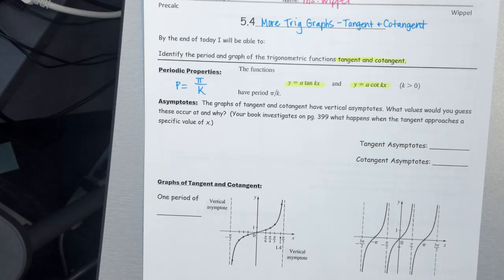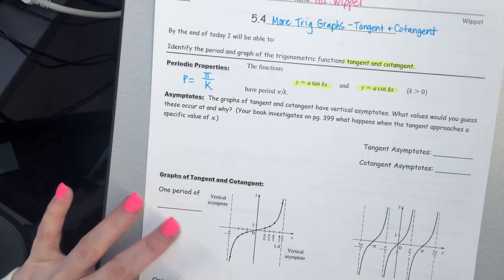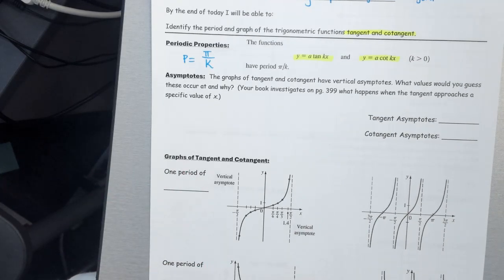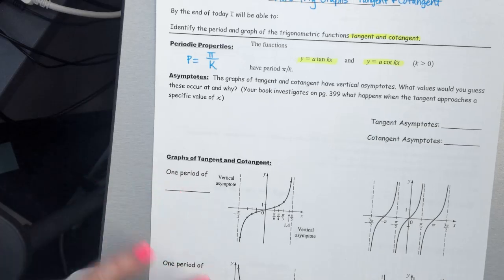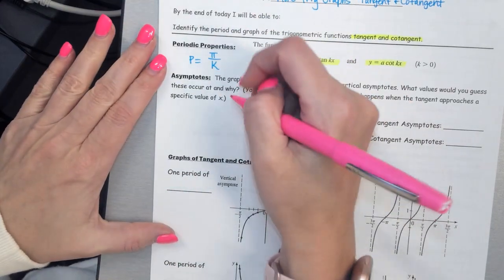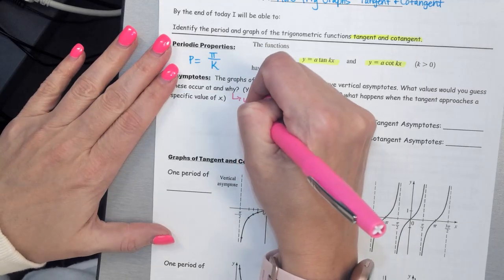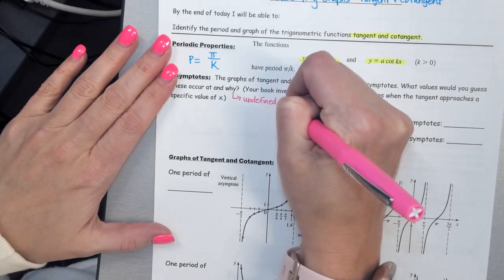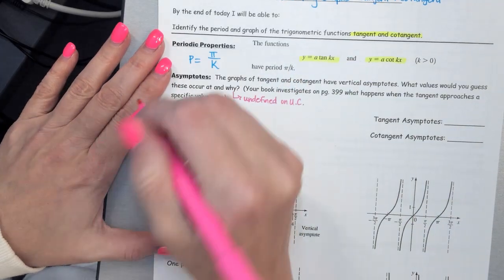I think you're right. All right, what did we come up with? What values do they occur at? Where what happens? Yes, where undefined values is when you have vertical asymptotes. So when you're calculating tangent, you want to find where the values are undefined for tangent on the unit circle.